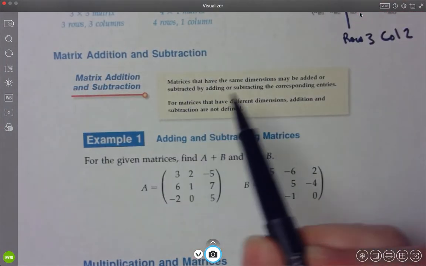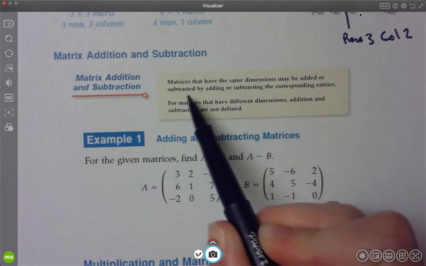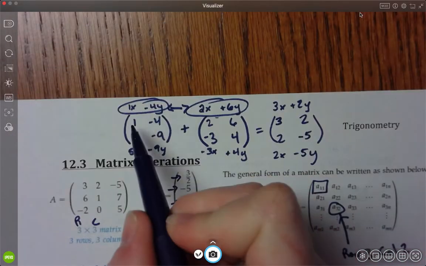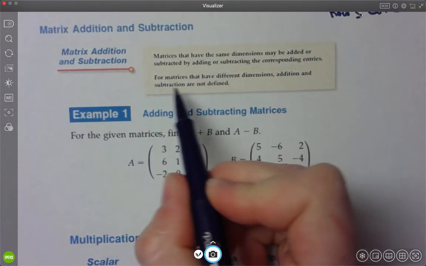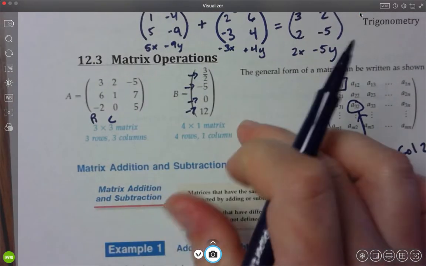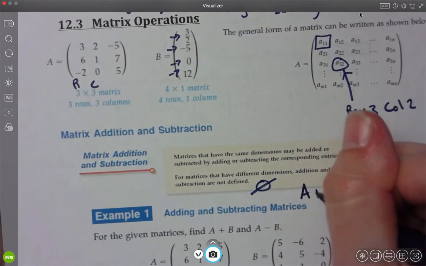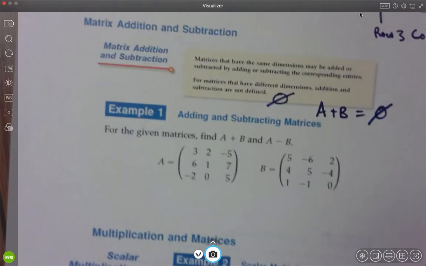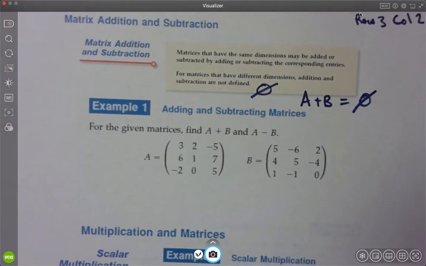So matrices that have the same dimensions may be added or subtracted by adding or subtracting the corresponding entries. So this top left one will be added to the top left one, etc., right? For matrices that have different dimensions, addition and subtraction are not defined. So if I were to ask you to add A and B together, you would say, nope, can't do it because they're not the same size, right? So that kind of makes it nice.